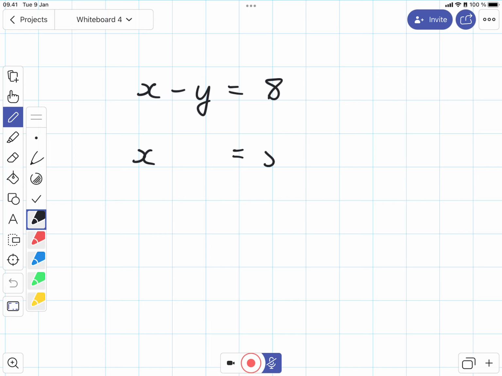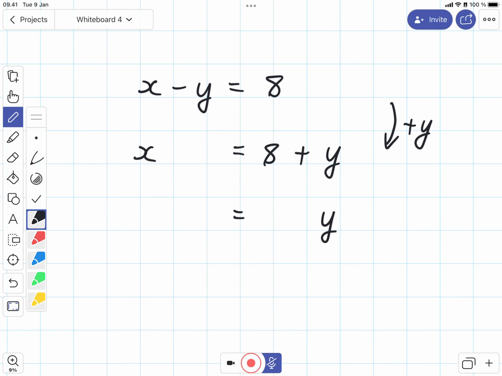X equals 8 plus y. So I've just added y to both sides so that everything's a plus. I've got rid of the minuses. I want to get the y bit on its own because I want y equals something with the x's. So I want to take away the 8. So y is equal to x minus 8.